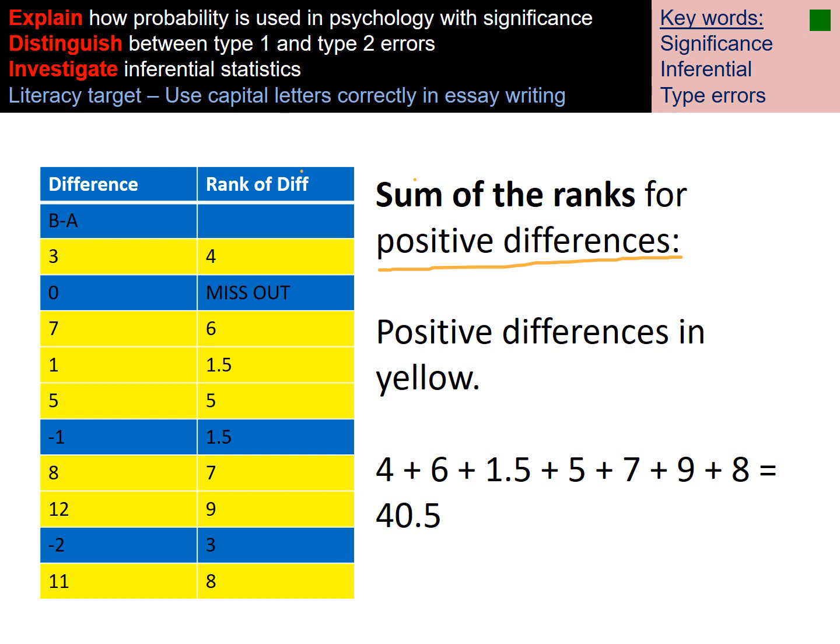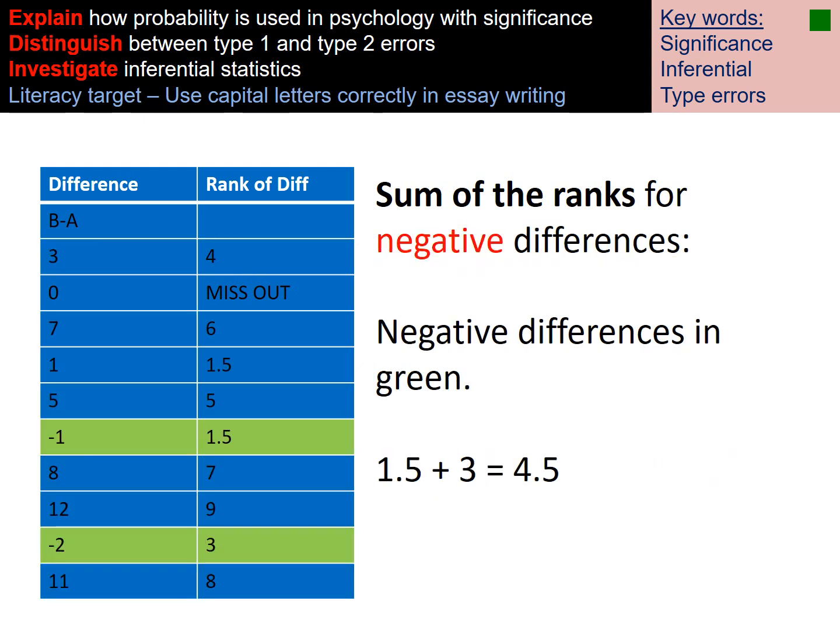So I'm going to go down my difference column and I'm only looking at the positive numbers. So you'll see that any number that's positive I've put in yellow so you can see the rows that I'm looking at. So all my positive differences, what I'm going to do then is take their ranks that I've just given them, which are these numbers in the right hand column here, and add them together. And once I do that, you can see my working out, I get 40.5. Again, I've put them in green this time so you can see the difference.